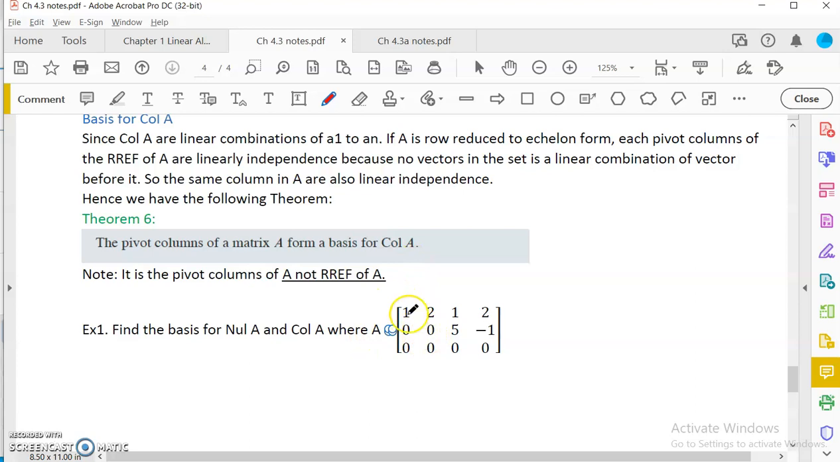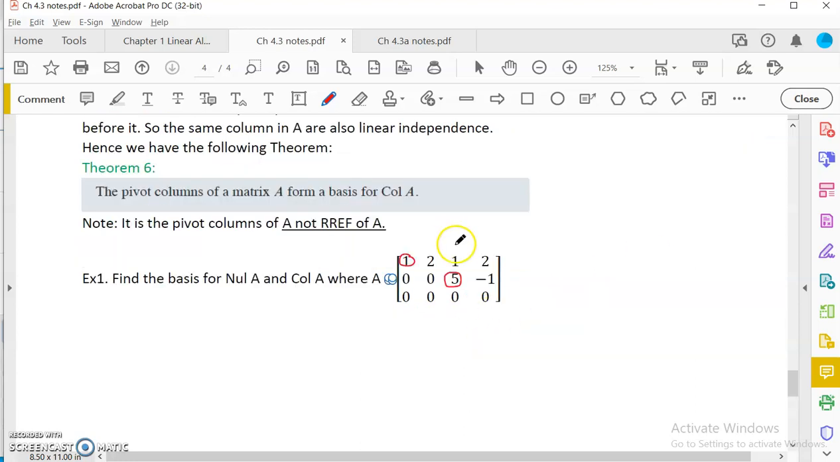So if you only look at the prefix columns, you don't need REF, you would just have A. In this case, it is already in REF. Do you see? This is a prefix column, and this is a prefix column. After you do an REF, the dependent column would be gone. So these two are independent and also would be the basis for column A, and that is the theorem.